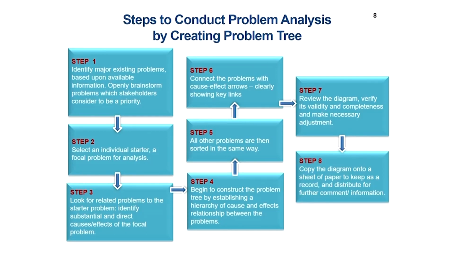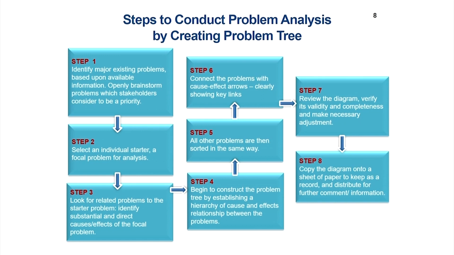So, that gives us an initial sense about who are the stakeholders, what are the problems, what are their interests, and what are those areas where they might want to come together to coordinate to be able to provide a solution to the problem that we are facing. Now, the next step is to conduct a problem analysis by creating a problem tree. In this we go step by step. In step 1 we start with identifying major existing problems based upon available information. We openly brainstorm problems which stakeholders consider to be a priority.